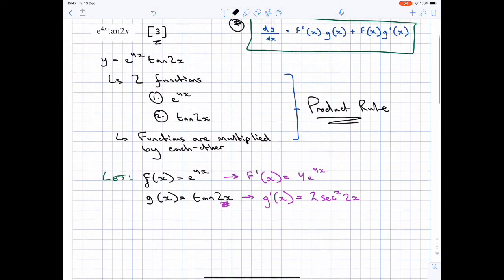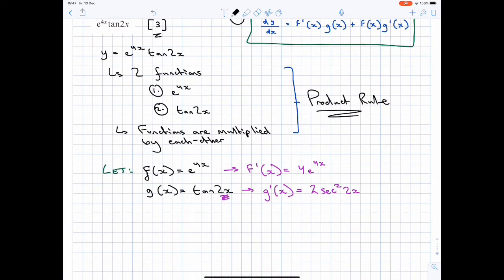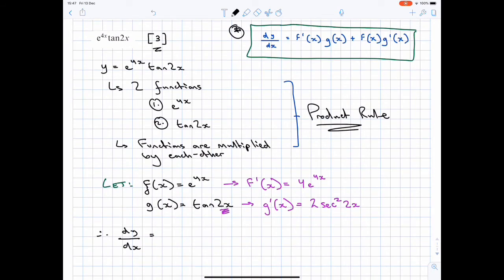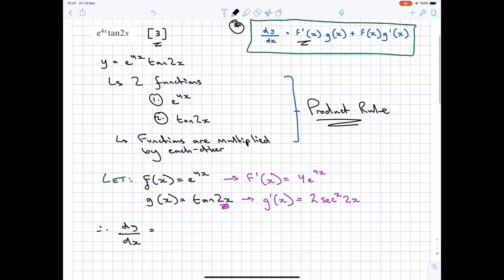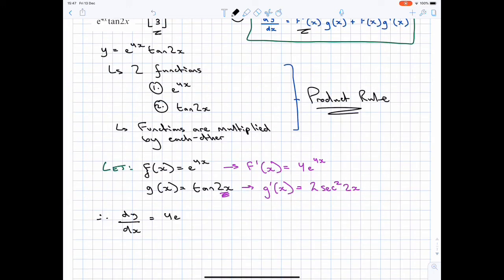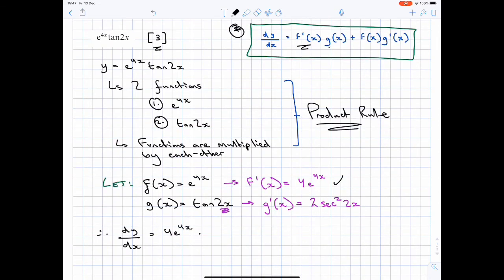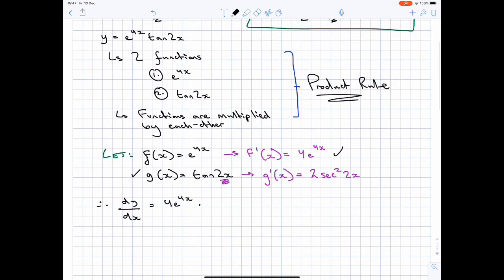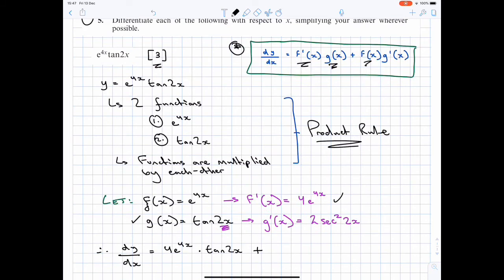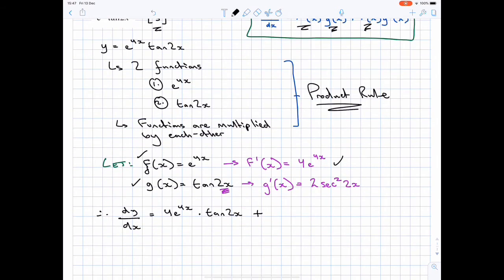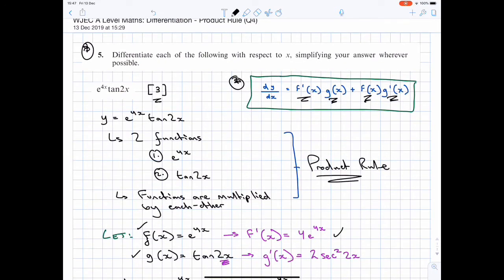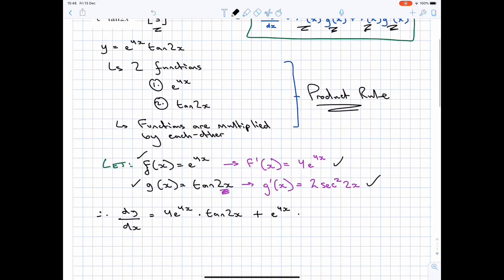Now that we've done that, we can easily differentiate this expression. So therefore, dy by dx, let's use the formula. We've got first f prime x, which we now know is 4e to the 4x. We're going to times it by gx, which is tan 2x. I'm going to add that to fx, which is e to the 4x, and then finally we're going to times it by g prime x, which we have also found. That'll be 2 sec squared 2x.